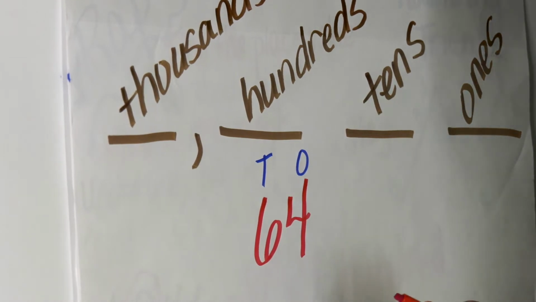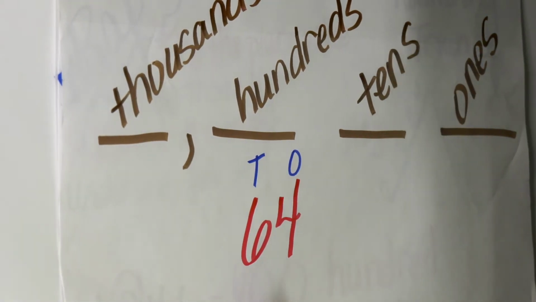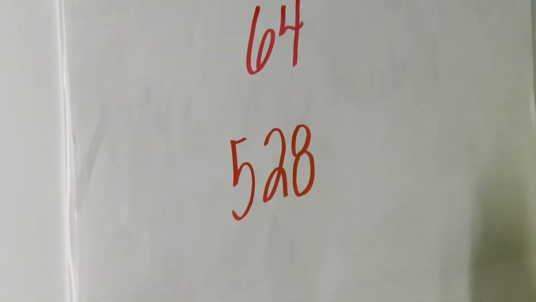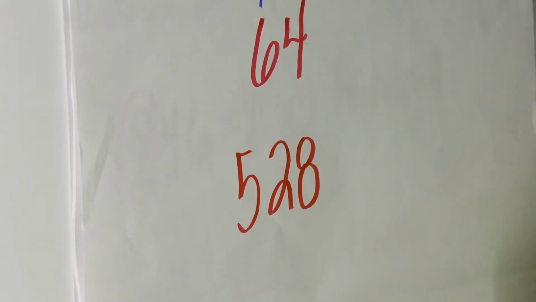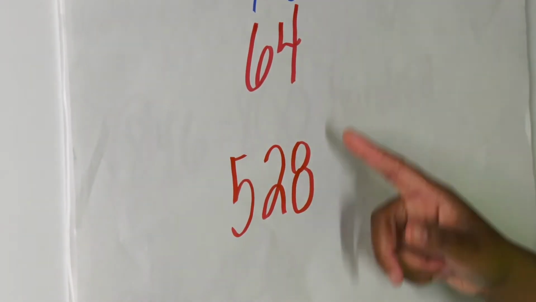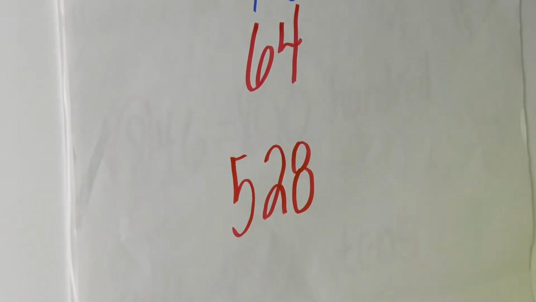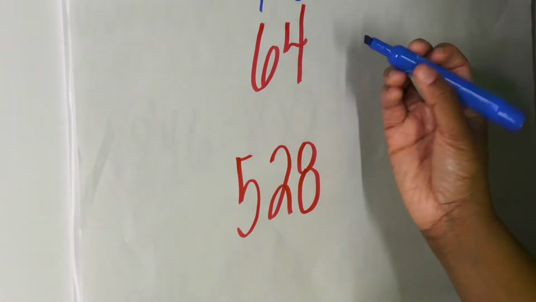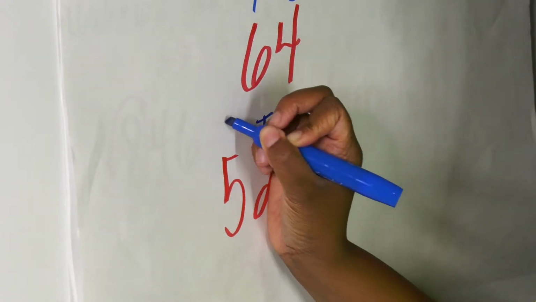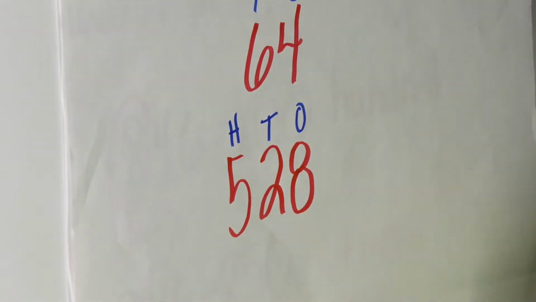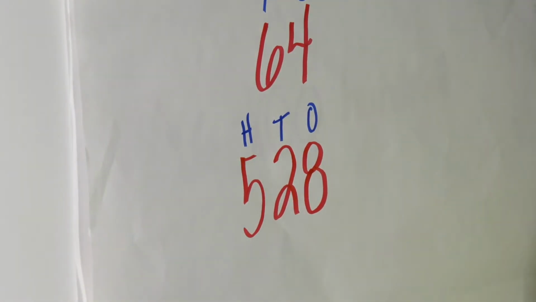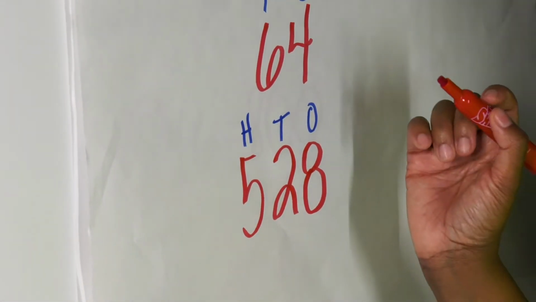Okay, so I'm on another number. If you had the number 528, you must understand that the 5 is in the hundreds, the 2 is in the tens, and the 8 is in the ones. And you could label those as well. I put an O for ones, T for tens, H for hundreds. Okay, HTO.